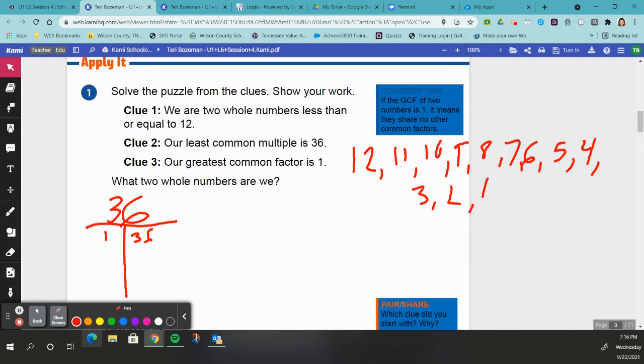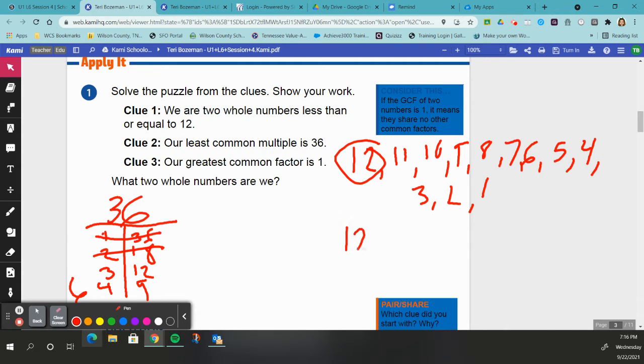Well, that's out because it can't be above 12, right? So those can't be our numbers. 2 times 18, again, that's out, that's above 12. So then we have 3 times 12, that would give me 36. 4 times 9, and then of course 6 times 6. So 6 would also be a factor here. So we could possibly be looking at these numbers.